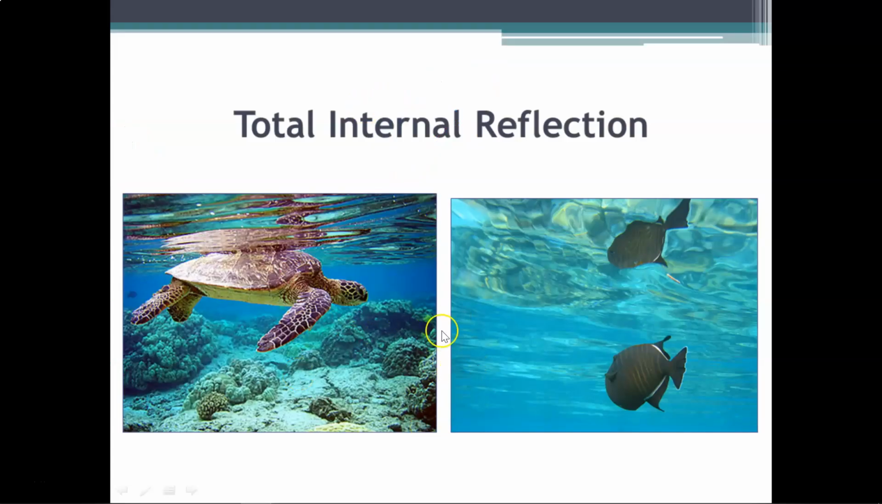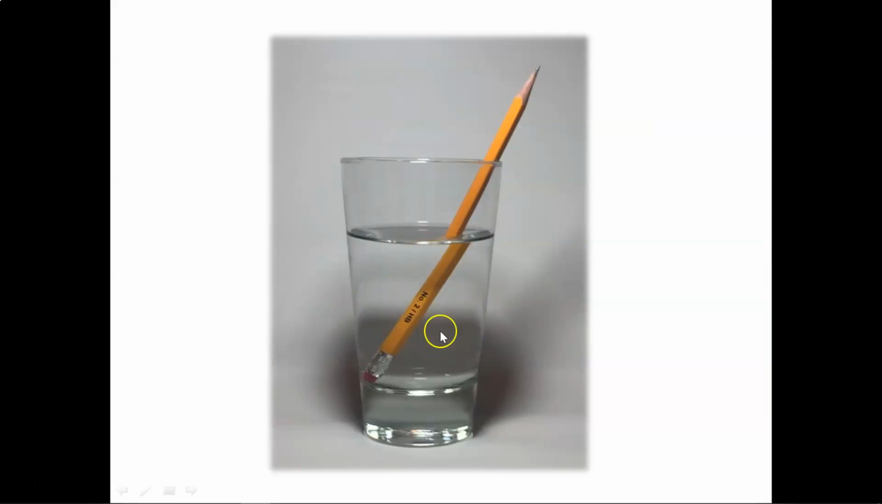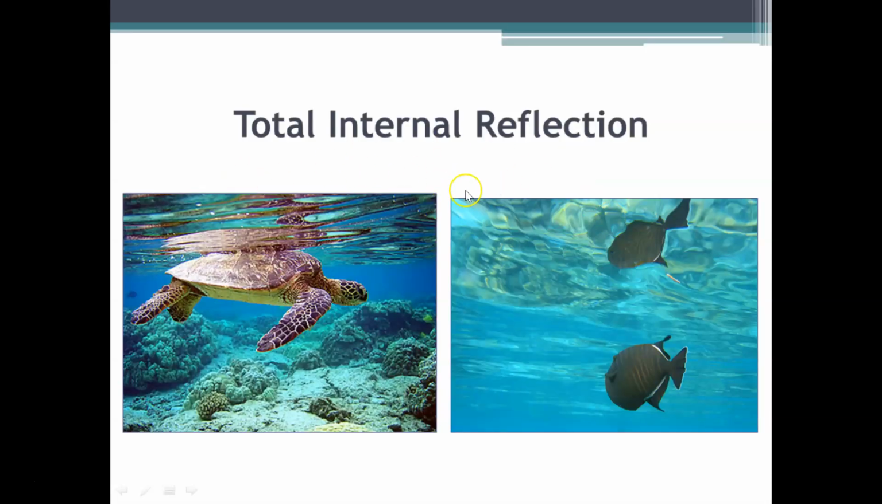Now I'm sure many of you have seen this phenomenon before, where if you look at water from just the right angle, it almost looks like the surface of the water is acting like a mirror. Instead of refracting light out, it's reflecting light back in. But how does a transparent substance like water reflect light back when it's supposed to let light through? Well, this phenomenon is called total internal reflection.